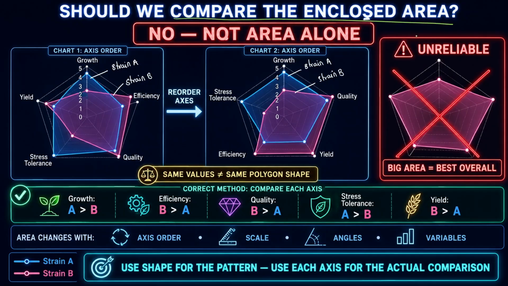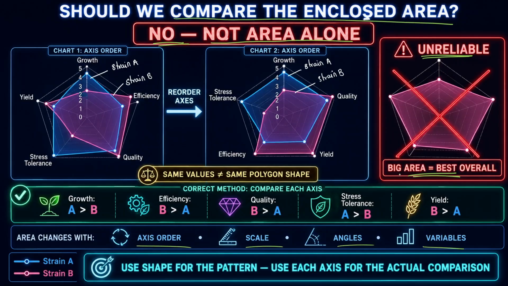The answer is no, not the area alone. Blue represents strain A and pink represents strain B. At first, a larger colored polygon may look like the better strain, but this conclusion is unreliable. These two radar charts contain exactly the same values. Only the axis order has changed, yet the polygon shape and enclosed area look different. The area can also change with the scale, angles, and number of variables. Therefore, a bigger area does not mean the best overall performance.